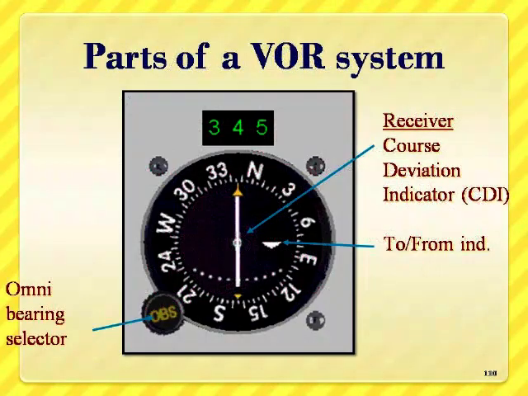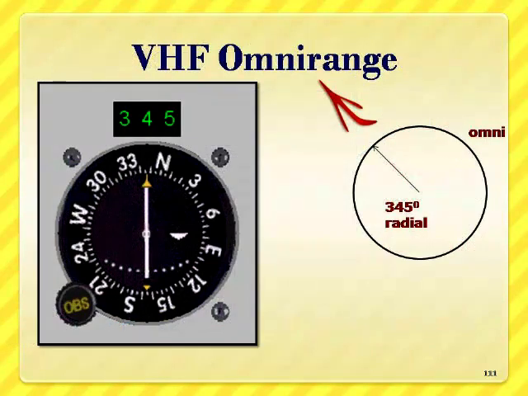So, what are the parts of this VOR system? We have in the receiver a course deviation indicator, and there is a special button to indicate whether we are going towards the station or away from the station. On the left-hand side you can see OBS, which indicates Omni Bearing Selector. When it is aligned properly with the course, the indicator is perfectly vertical.